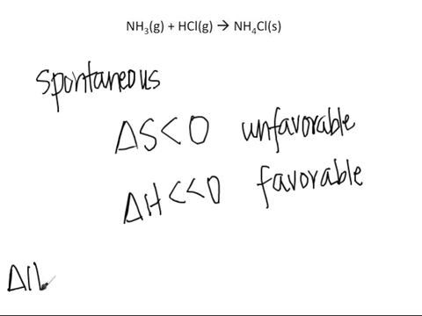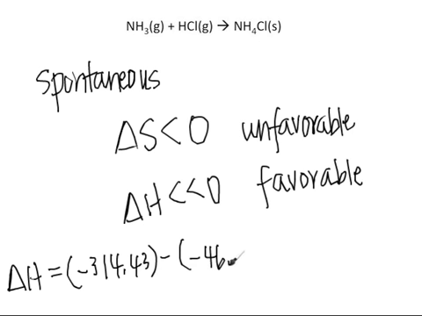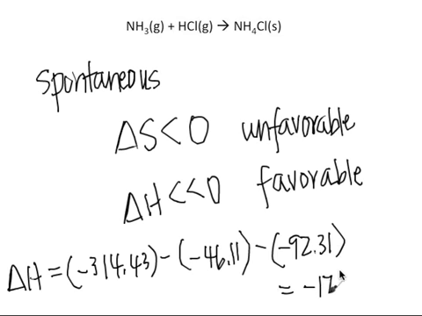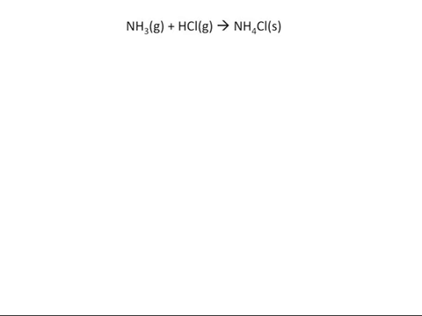Let's look at delta H first. So ammonium chloride, the heat of formation is going to be negative 314. For ammonia, it's going to be negative 46.1. Remember the negative coefficient, negative 1 for the reactants. And then negative 92.31. This is going to give us an answer of about negative 176 kilojoules. So this is a pretty large negative number. We're not going to be worrying about the bond energies because this involves ionic bonds.